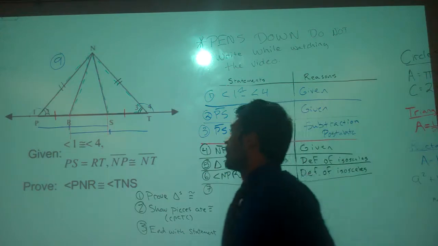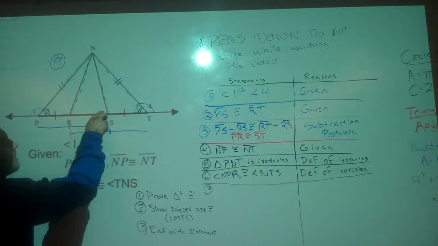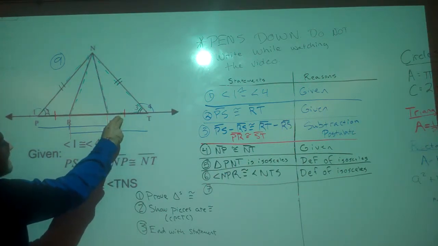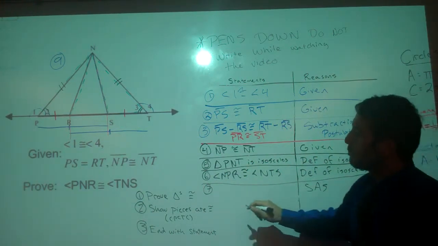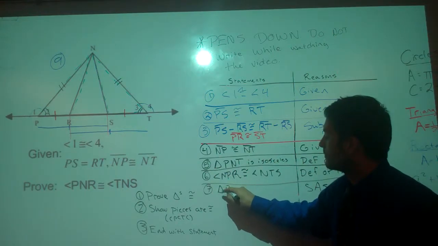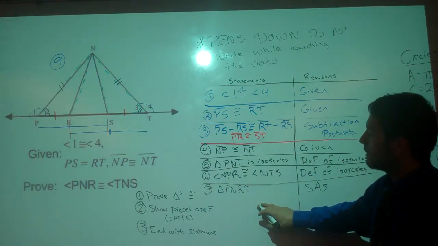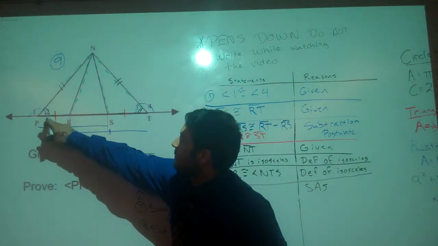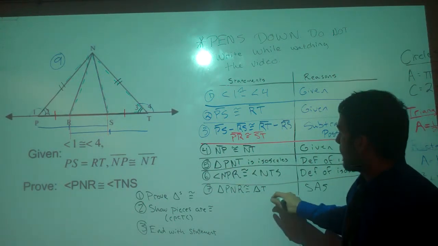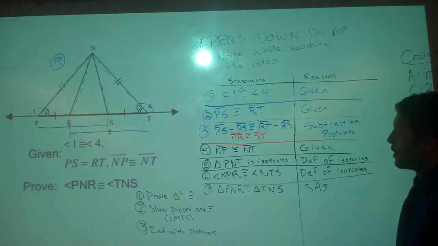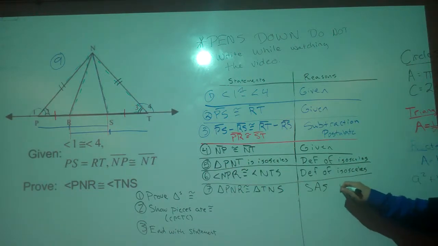From here, I can now say that the two green triangles I outlined are congruent by side, angle, side. This is triangle PNR. The one on the left is congruent to, and I have to go in the same order, angle P goes with angle T, so I should put the T first. N goes with N, and R goes with S. So triangle PNR is the same as triangle TNS. Those are the two green triangles.